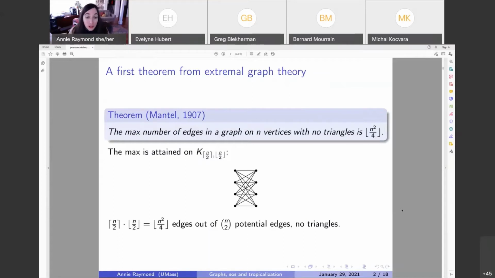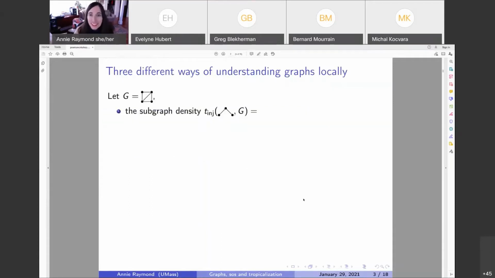So the total number of edges, okay, roughly n squared over 4. And I could have had n choose 2 edges, and I don't have any triangles. And so now I want to restate that in terms of densities. And if we want to speak about densities, then we need to have some agreement on what we mean.